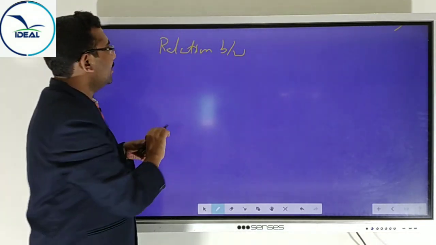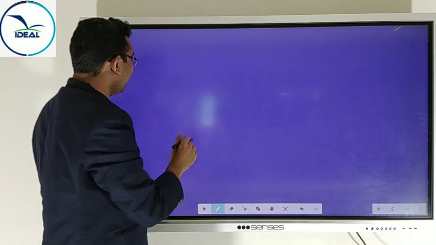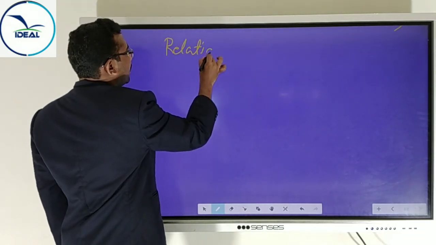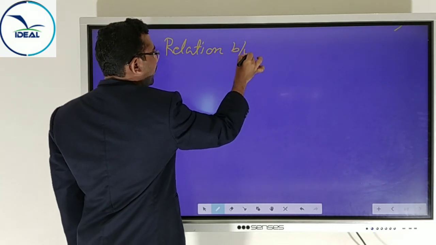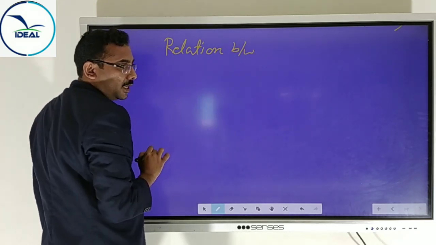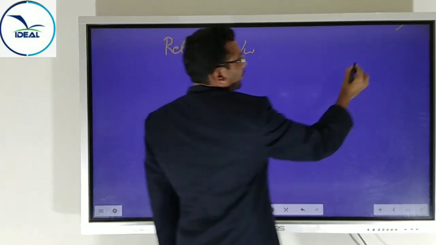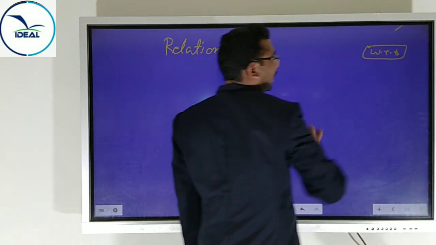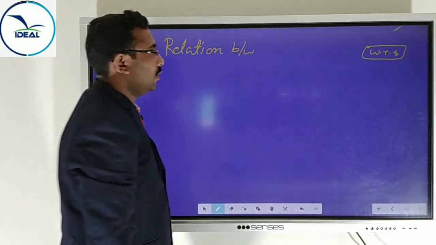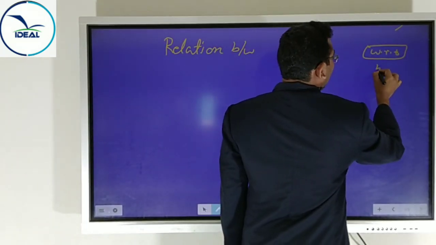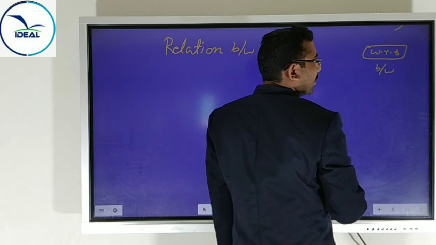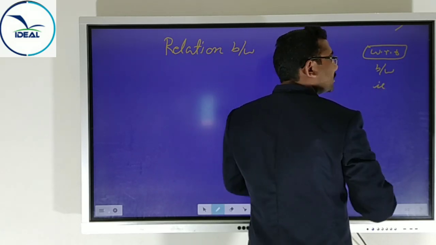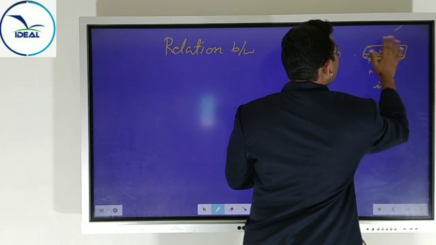Can you read? Any difficulty? Relation between, this is read as between. What is this? WRT, with respect to. I think you know.